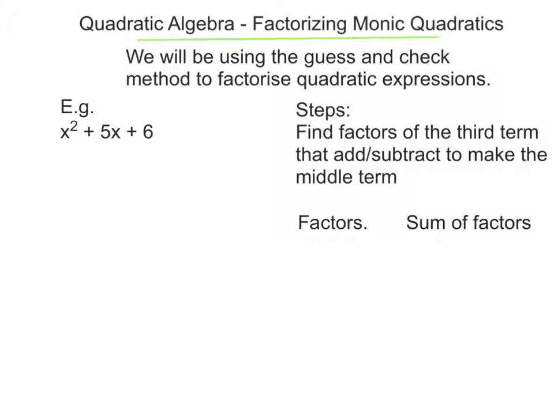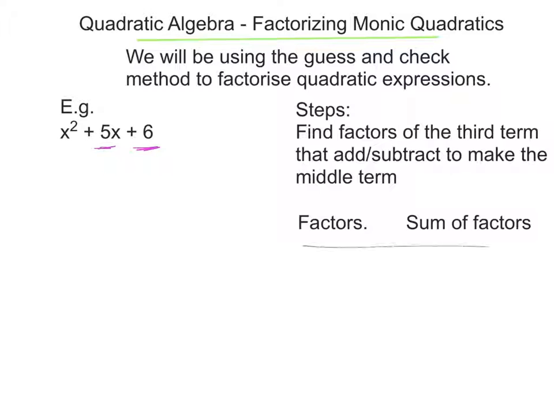So in this section we're looking at factorising monic quadratics. A monic quadratic is just a quadratic that has x squared by itself with no number in front of it, no coefficient. So we'll be using guess and check to work out the answers. The way to do that is to look at the factors of the final term, the constant, and see if you can make the coefficient of the middle term from those factors.